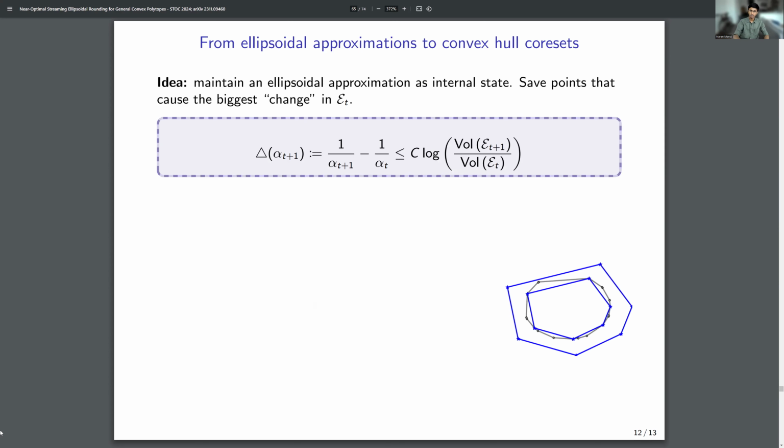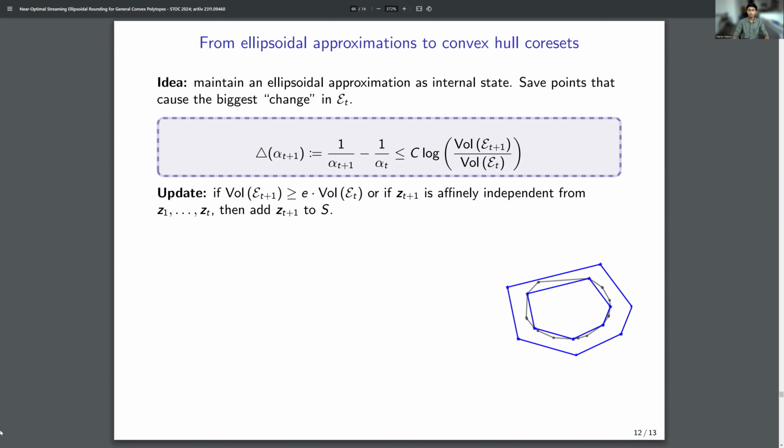So as usual, remember the condition that we are enforcing our ellipsoidal approximation algorithms satisfy. And the update rule can then be translated from the idea as follows. If the volume of the outer ellipsoid grows by a sufficiently large constant, or if the new point that we see is affine independent from the points we've seen previously, so you can think of this as moving into a new dimension, then we add that point to our set S. So that's the subset selection rule.